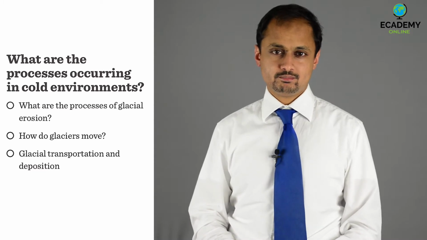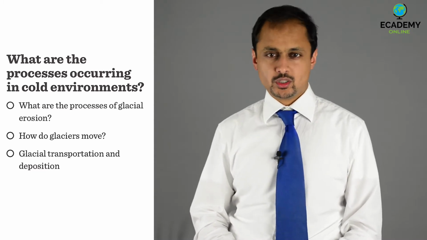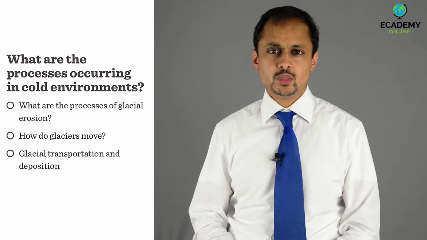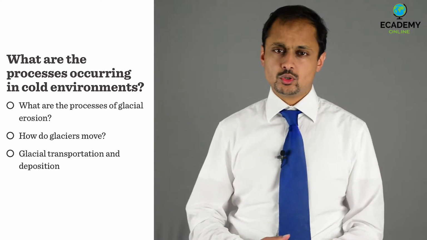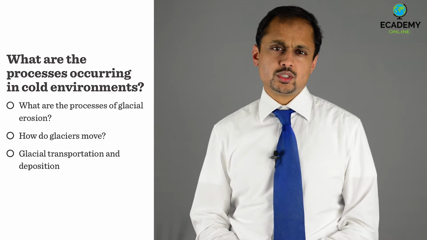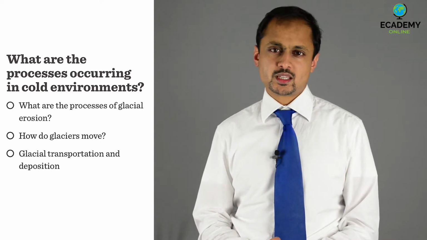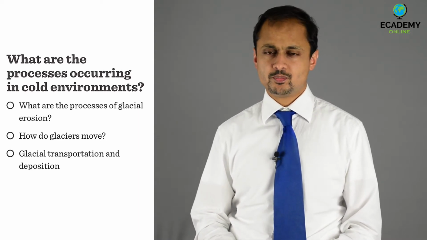Lesson 1. What are the processes occurring in cold environments? What are the processes of glacial erosion? Glacial erosion tends to occur in upland regions and is carried out by two main processes.